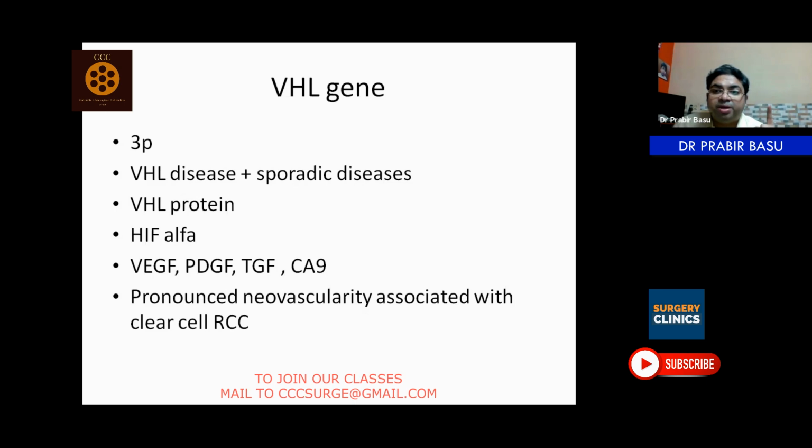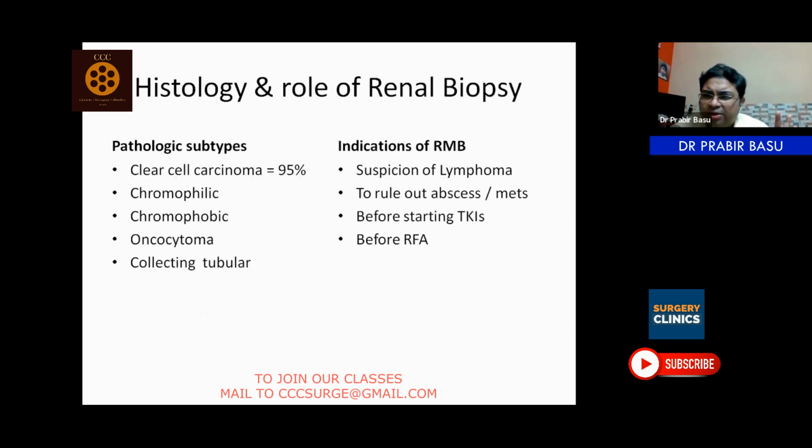What is it? It means that the VHL gene is very important in clear cell carcinoma. It will increase the vascularity, it will give a poor prognosis. So if you can hit at that receptor level, tyrosine kinase inhibitors, that is, if you can inhibit the production of HIF-alpha, then there will be decreased production of the VEGF. So this is one concept.